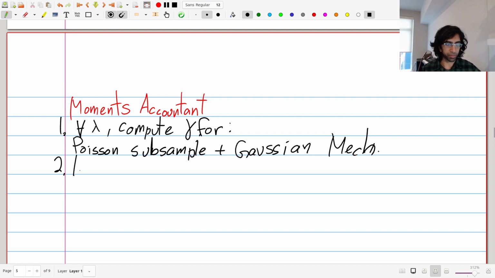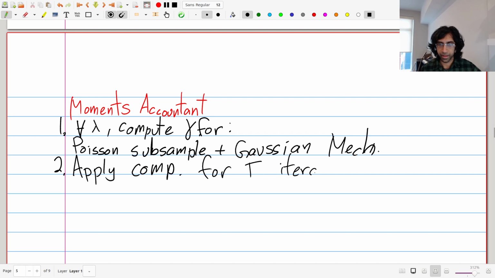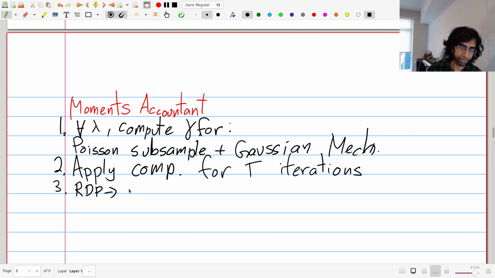The next thing we do is apply composition for t iterations. And it turns out this composition is very simple, despite the fact that we're no longer working in approx DP, we're now working in Rényi DP essentially. We can apply composition for t iterations, and this follows by essentially adding up the parameters as you would expect. I won't go into details, but it's very simple to apply composition. And then the last thing is you convert this RDP into an epsilon delta DP bound, or an approx DP bound.